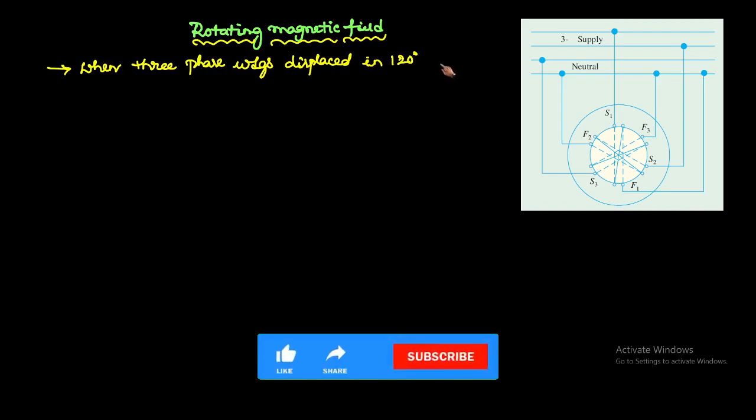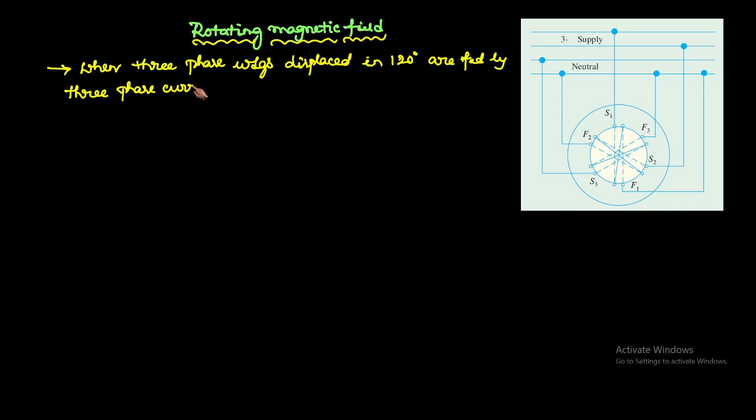So we already know that when three-phase windings displaced by 120 degrees are fed by three-phase currents displaced in time by 120 degrees, they produce a rotating magnetic field. This is the concept here.